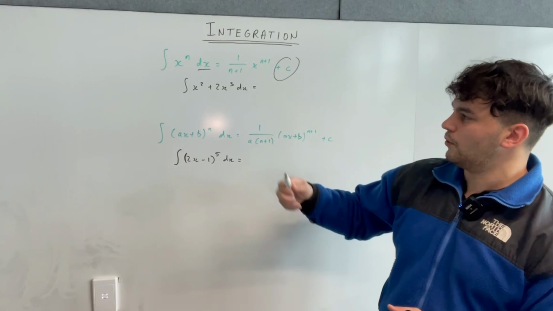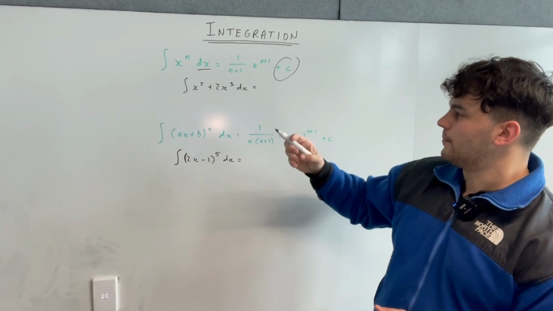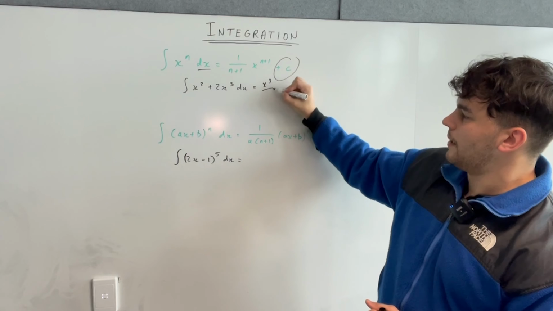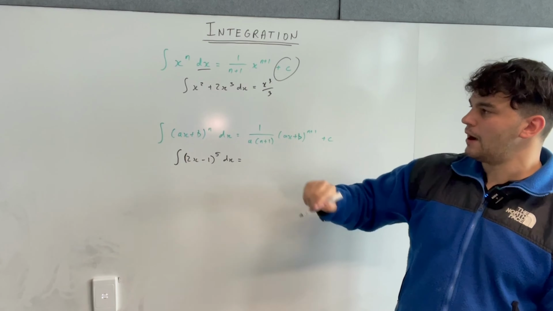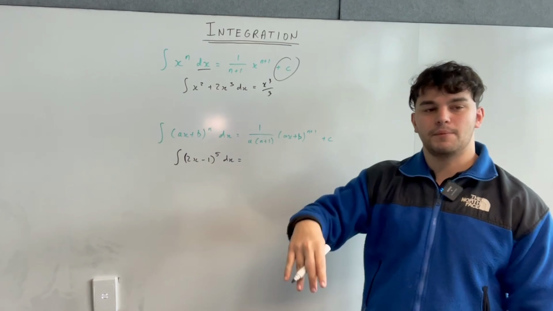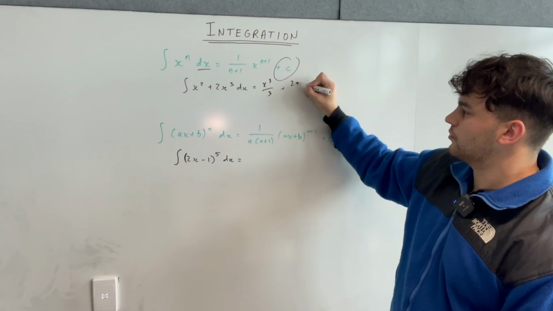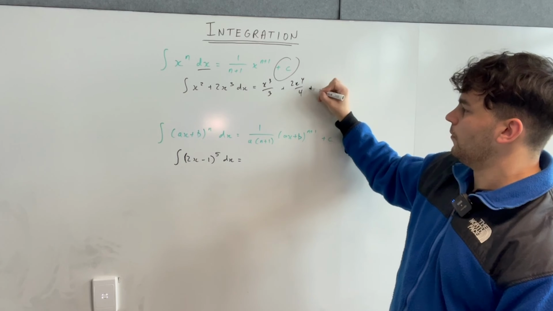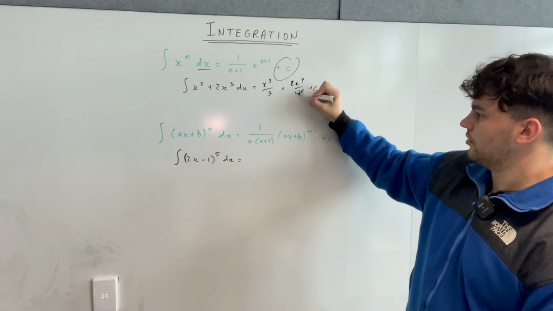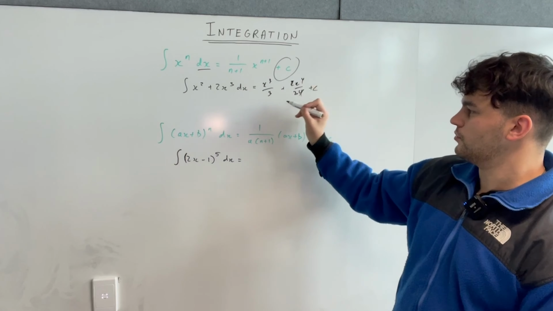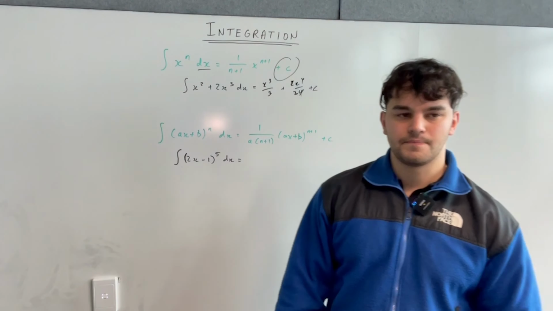If we want to integrate that, what do we do? We add 1 to the power, we divide by that new power. So this one is going to become x cubed over 3. Now for 2x cubed, we add 1 to the power, so it becomes 2x to the power of 4. Then we divide by that new power, so this will become 2x to the power of 4 over 4 plus c. The only difference we have in this case is we have to simplify this one, so that will become x to the power of 4 over 2, and that's going to be our final answer.